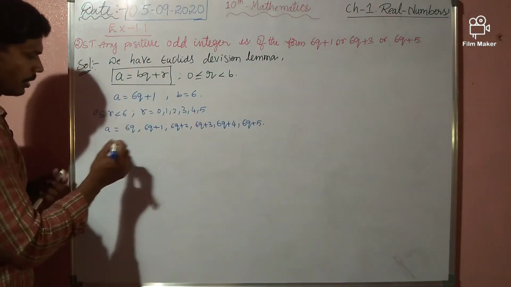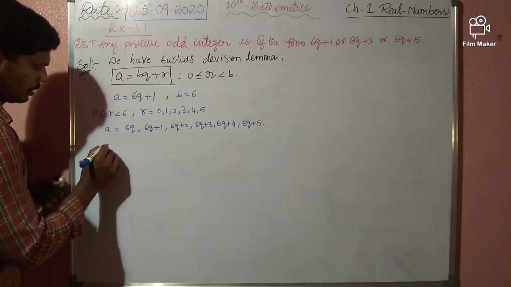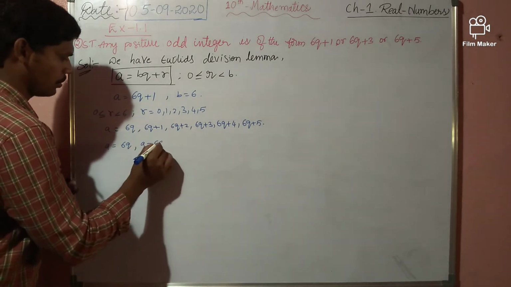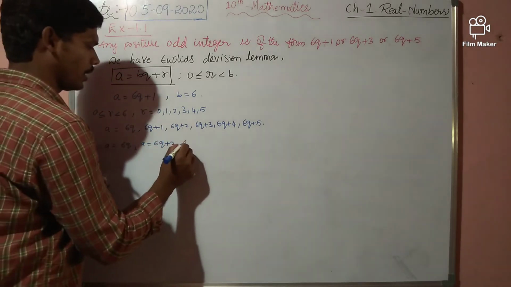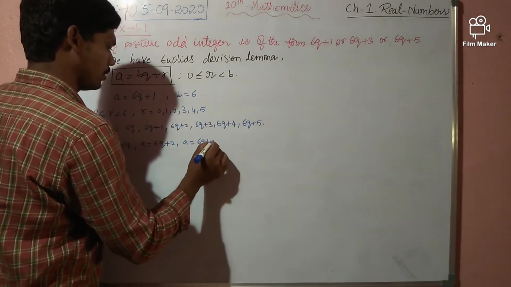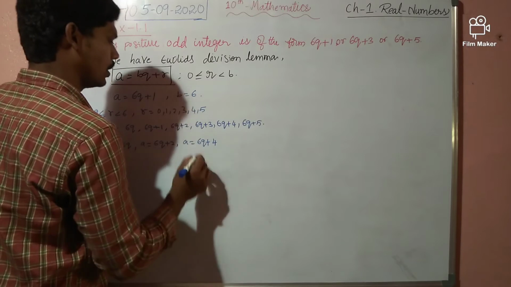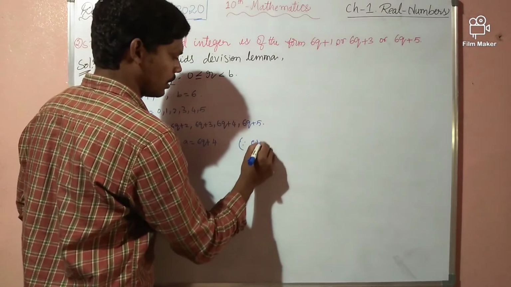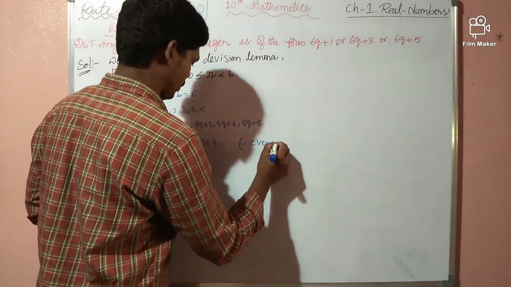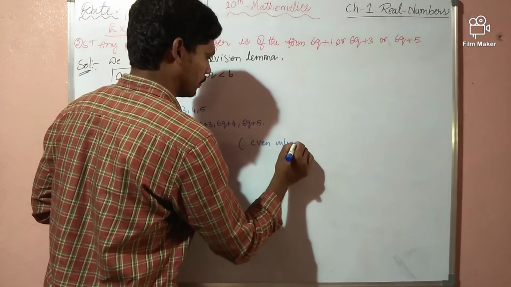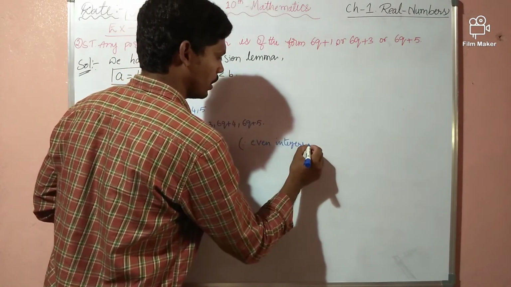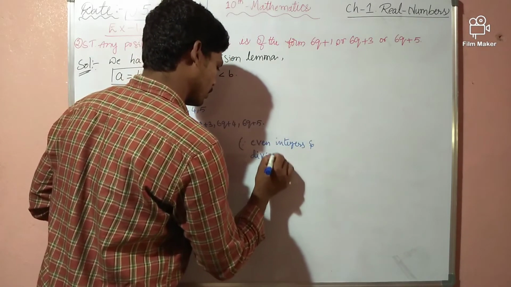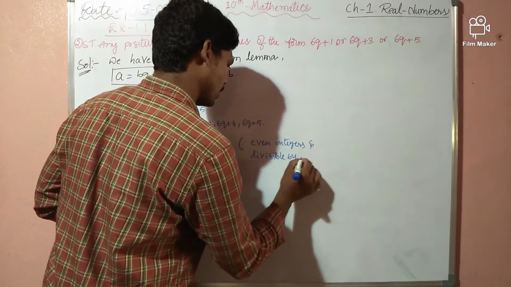Next, here a is equal to 6q, a is equal to 6q plus 2, a is equal to 6q plus 4. These are divisible by 2, so these are even numbers, even integers, and divisible by 2.